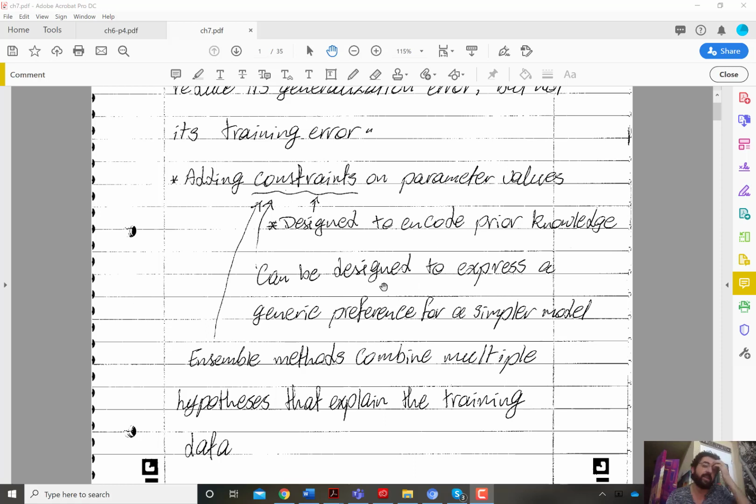They can also be designed to express a generic preference for a simpler model. And that's basically to reflect what we said about Occam's razor, because this serves as the main inspiration for regularization techniques: if you pick a model that is simpler, it will generalize better, right? So for example, if I have some data that looks like this in a space, then picking a line can be considered a result of a regularization strategy, because the other hypothesis that may be more complex is to exactly fit the data.